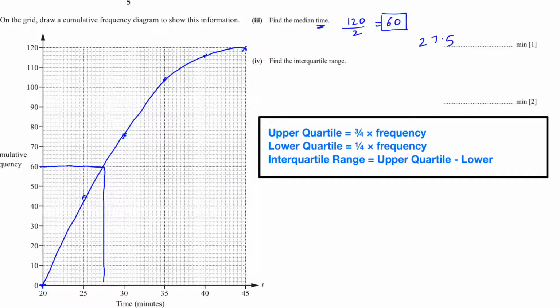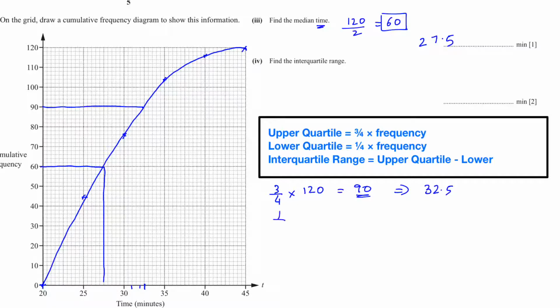This is the formula that we will use to find the upper quartile, lower quartile, and interquartile range. To find the upper quartile, we have to multiply 3 over 4 by the frequency, which is 120, and that will give you 90. 90 is the cumulative frequency, so it is on the y-axis. Here is 90, and the corresponding x value is 32.5.